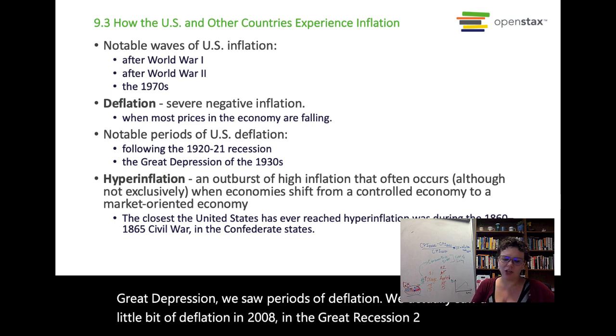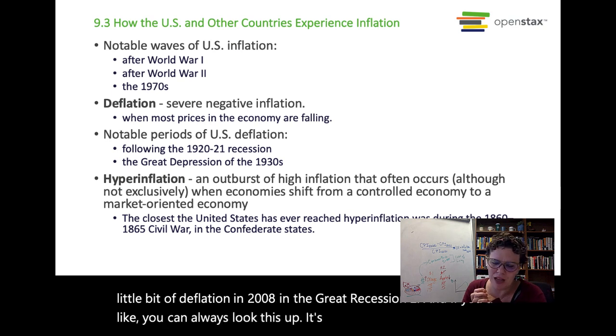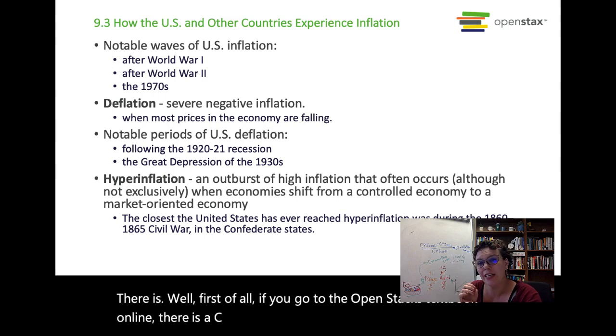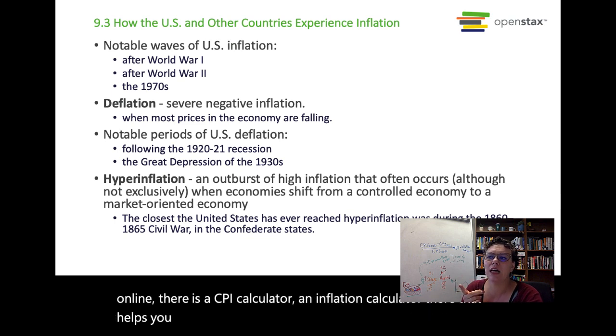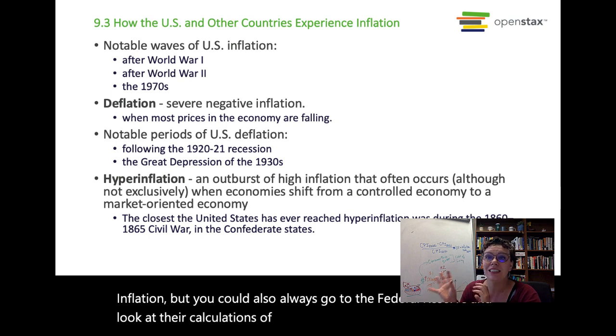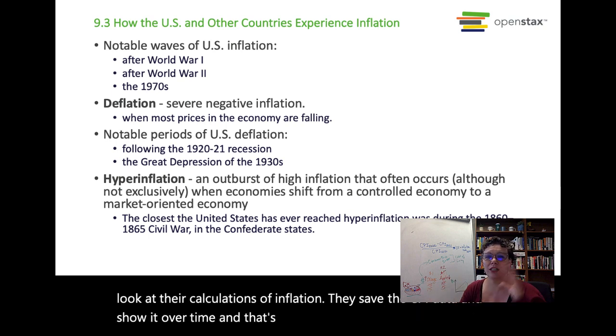And if you'd like, you can always look this up. It's super awesome. First of all, if you go to the OpenStax textbook online, there is a CPI calculator or an inflation calculator there that helps you look at how to calculate inflation. But you could also always go to the Federal Reserve and look at their calculations of inflation. They save the CPI data and show it over time, and that's a nice place to really visualize it.